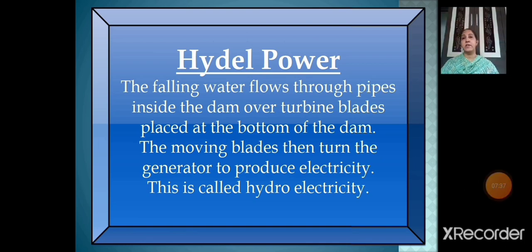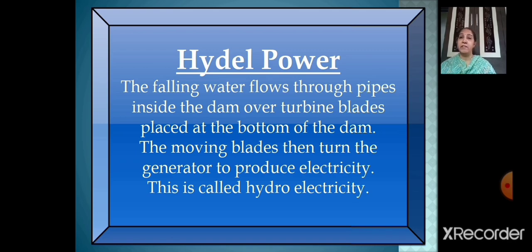Now, the next is hydel power. Rainwater stored in dams is made to fall from heights. The falling water flows through pipes inside the dam over turbine blades placed at the bottom of the dam. Then the moving blades turn the generator to produce electricity. This is called hydroelectricity.